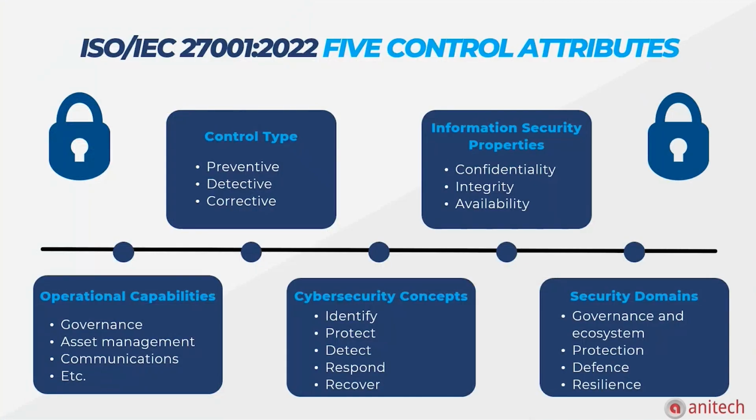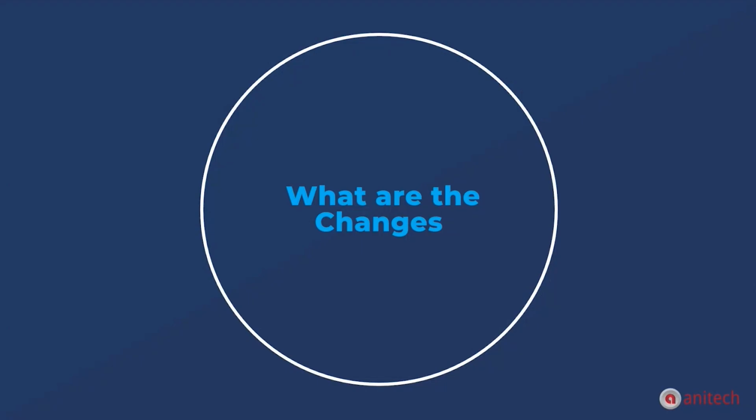Great. So like Prashant said, we have 5 control attributes. As you can see on the screen, these are the 5 of them: the control type, information security properties, operational capabilities, cybersecurity concepts, and security domains. And we'll have a look at all of this closely. Okay, so now let's talk about what the changes are.